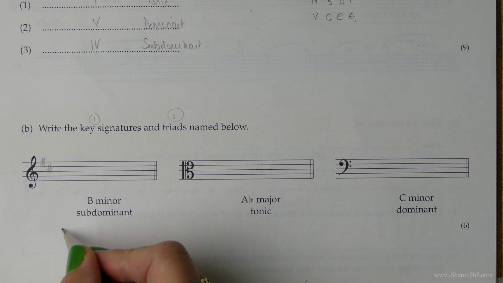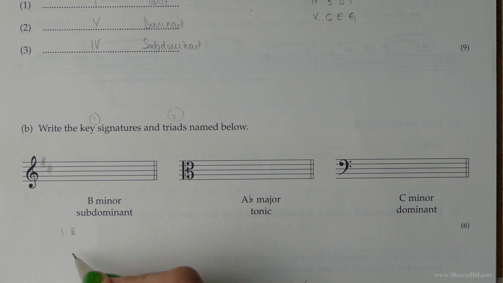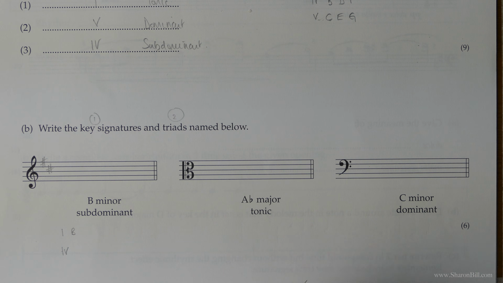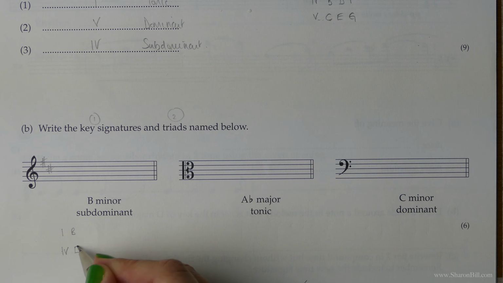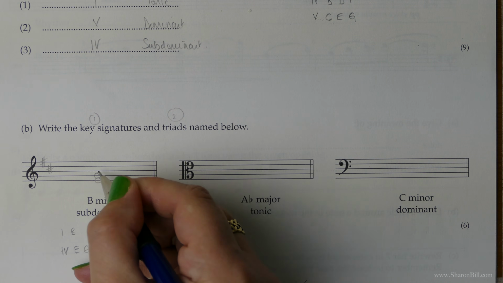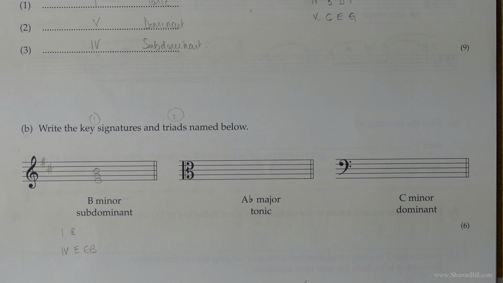Now B minor, of course, the tonic is based on B, but we're after the subdominant, so we want the 4th degree of the scale. So if we count up B, C, D, E, that's our note for the bottom of chord 4, the first, the third, the fifth, E, G, B. And so now we've done the thinking, we just need to write E, G, B. And that's both aspects of that question completed.